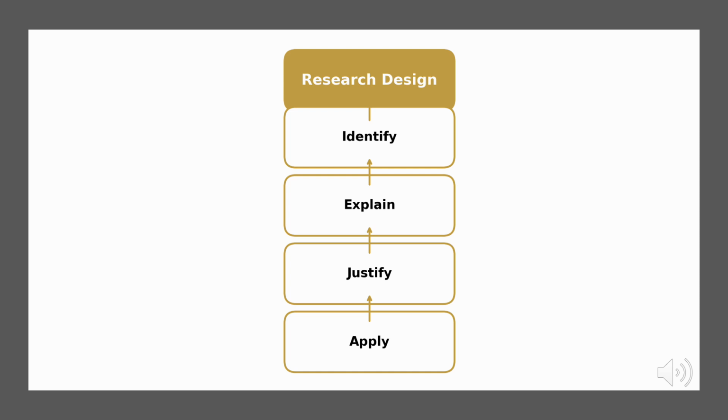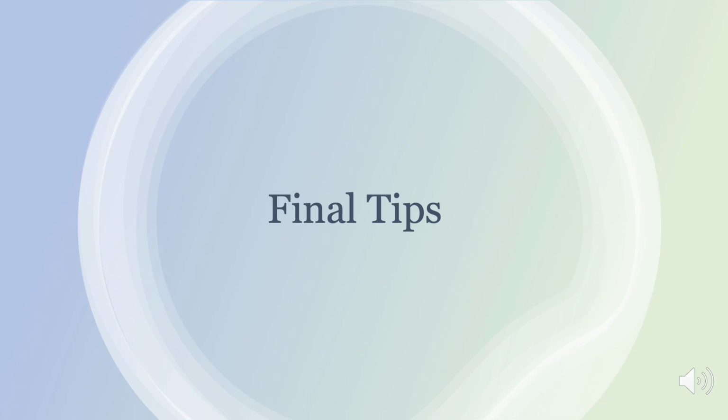This visual shows the 4 steps for writing your research design section. As we learned, you start by clearly identifying your design and then move into explaining it with definitions and citations. Following that, you justify why this design is the best fit for your study, and finally, you apply it by showing how the design connects directly to your data collection and analysis. Think of these steps as a sequence. Each one builds on the previous to create a clear and complete explanation of your research design.